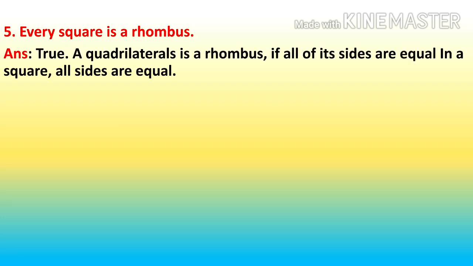Now fifth one, every square is a rhombus. True. A quadrilateral is a rhombus if all its sides are equal. In a square, all its sides are equal.